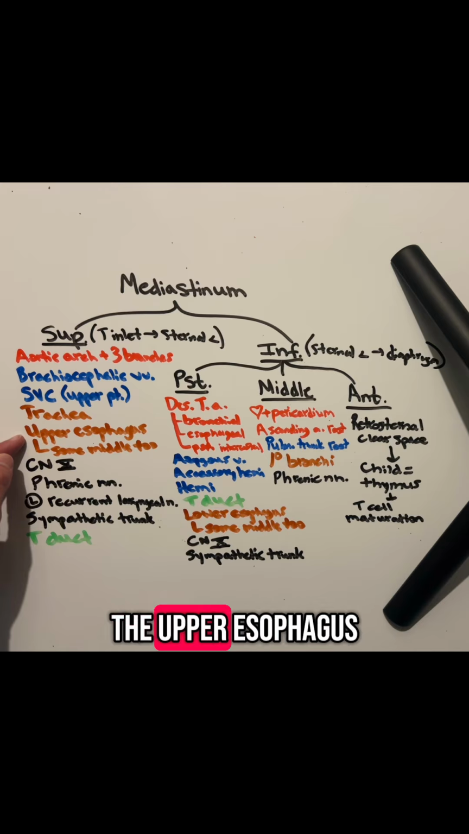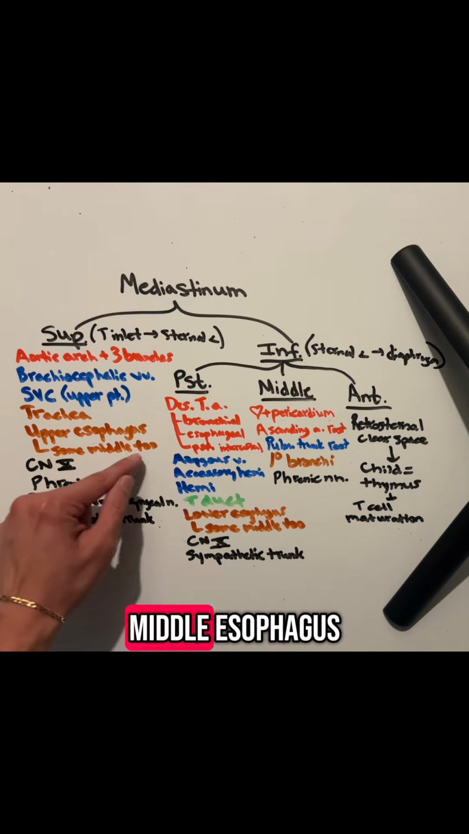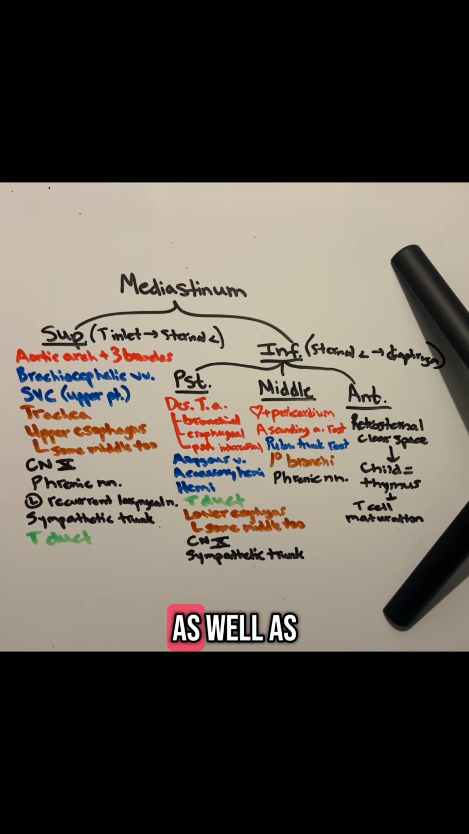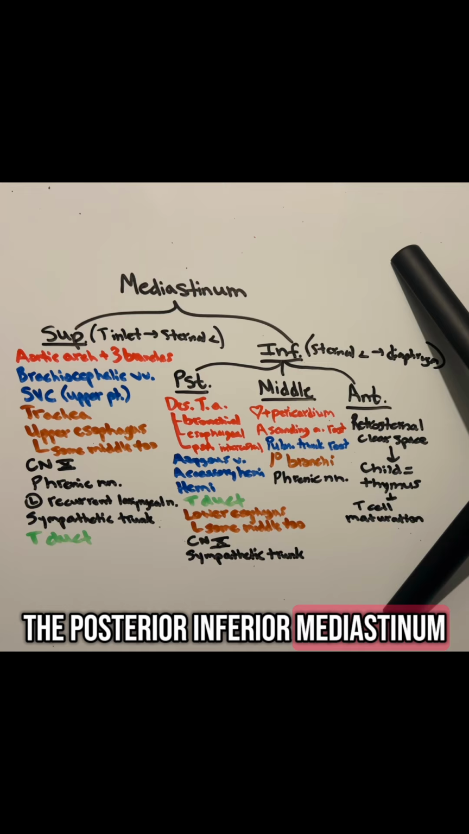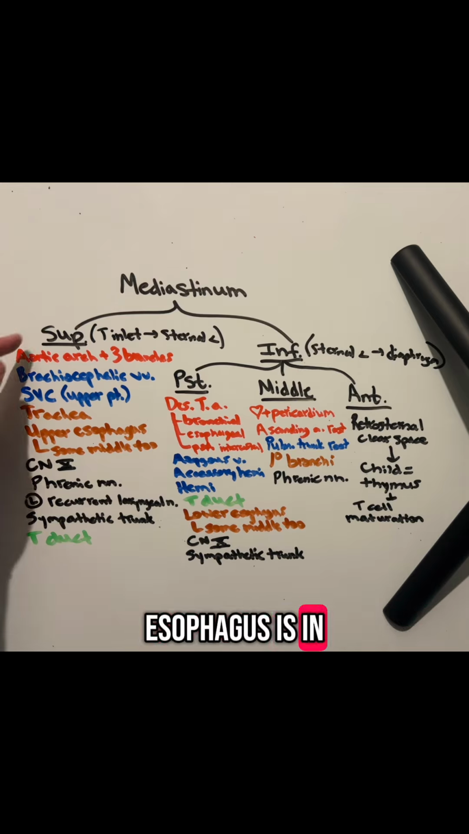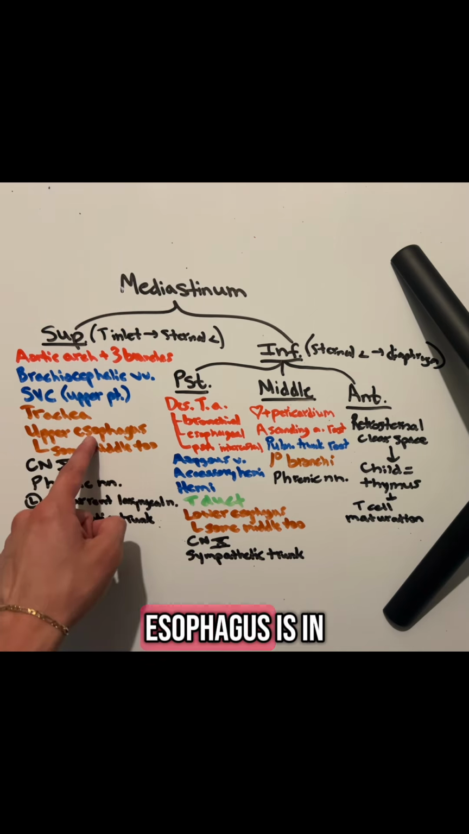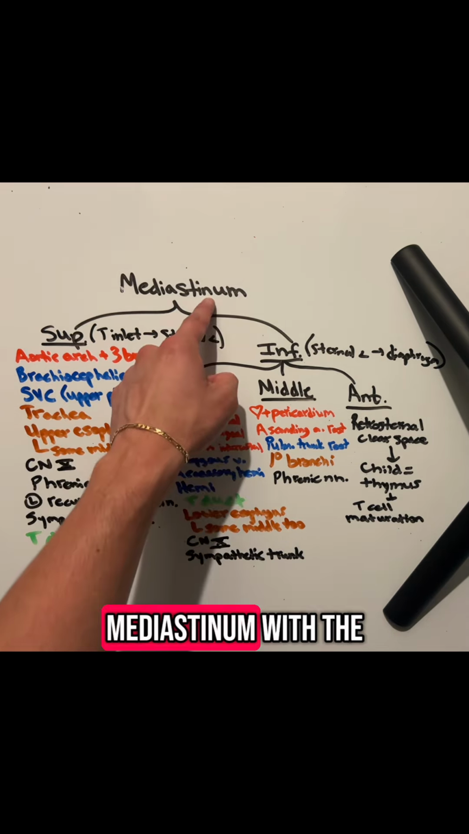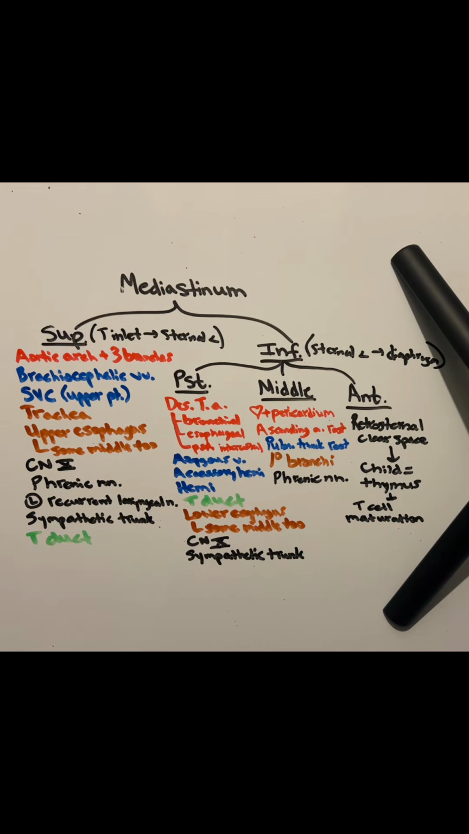Also, we have the upper esophagus as well as some of the middle esophagus, because if we remember, the esophagus is divided into an upper, middle, and lower portion. The upper portion is completely within the superior mediastinum, whereas the middle portion is mixed. It's between both the superior mediastinum as well as the posterior inferior mediastinum, where the lower esophagus only exists. So the upper esophagus is in the superior mediastinum, whereas the middle esophagus is in the superior mediastinum as well as the posterior inferior mediastinum with the lower esophagus.